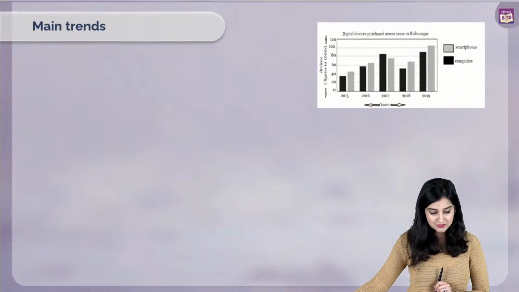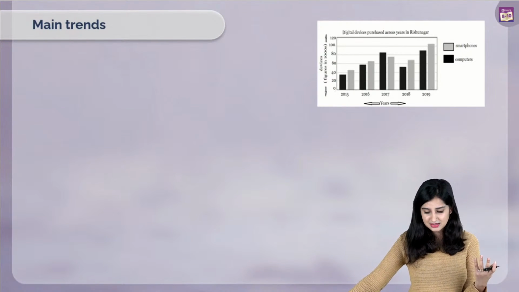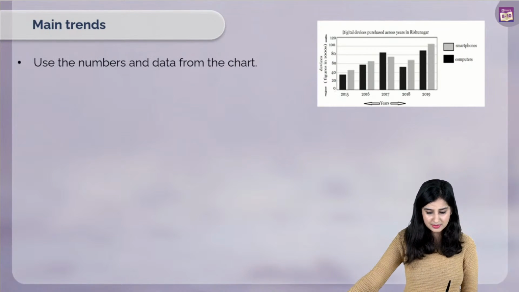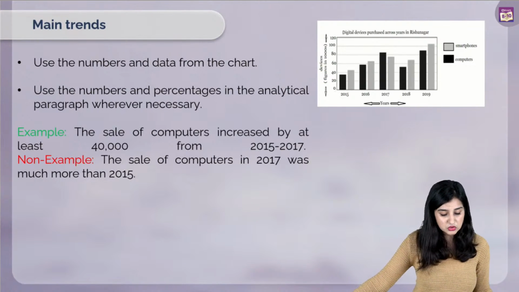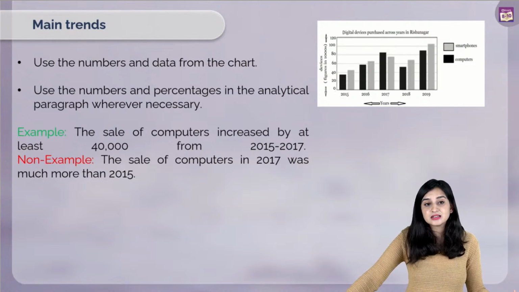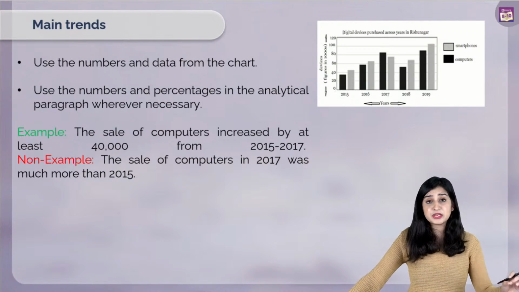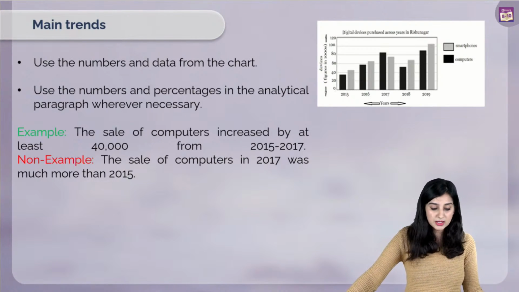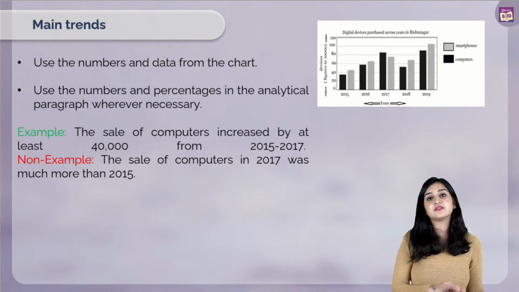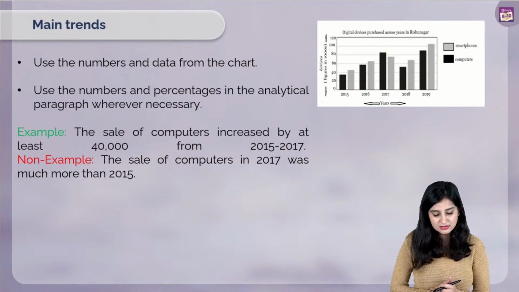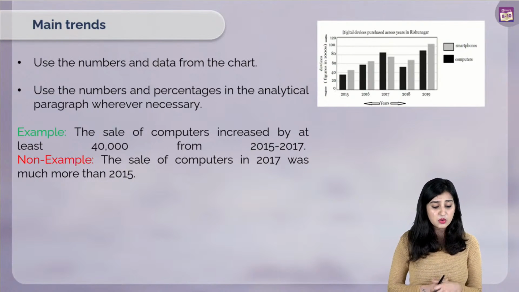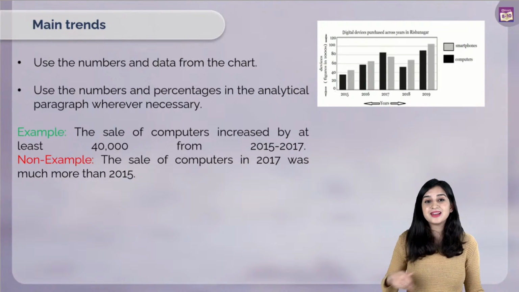Okay, next we have already identified our trends, so we won't go over them again, but we'll just see something that you can and cannot do while explaining the trends. Because we have numbers and data given to us, we should use it in our explanation. When we are explaining the trends that we have found, it's always good to take figures from whatever is given to you and use it. So instead of saying the sale of computers in 2017 was much more than 2015, it will help you to use the data to prove what you're saying is correct.